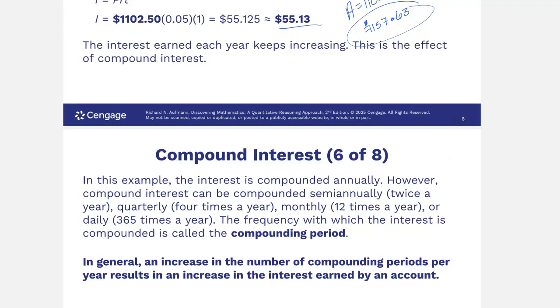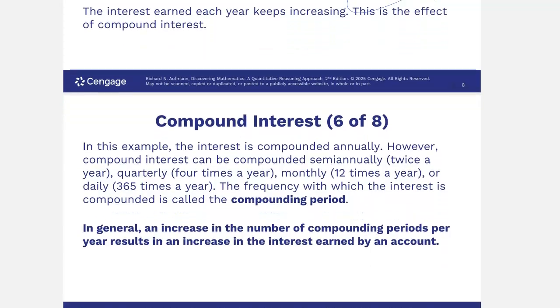Now, we don't have to compound annually. We can compound different amounts. We could compound semi-annually, which means we would get interest twice a year. We could compound quarterly, which would be 4 times a year, or monthly, which is 12 times a year, or daily, which is 365 times a year. Some banks use 360 instead of 365. So if you're working on problems in the homework system, make sure you check to see which one they want you to use.